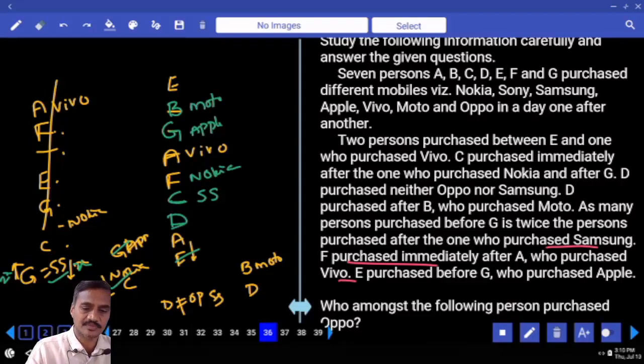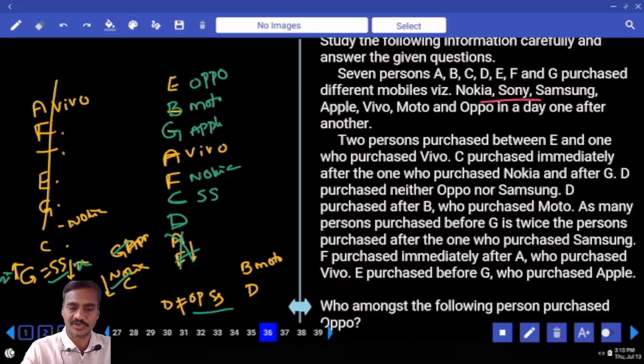D must be. Then 1, 2, 3, 4, 5, 6, 7. Then now there are 2 more left over, and D is neither Oppo nor Samsung. Oppo cannot be here. E must buy Oppo, and if E buys Oppo, the phone that is left over is Sony. Now D buys Sony. Now this is about question number 36 to 40.